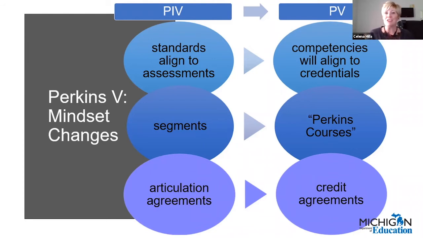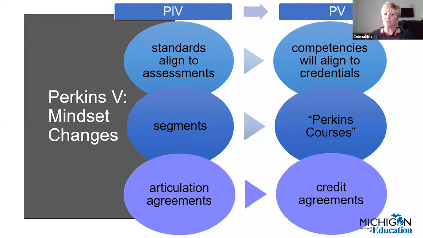So with that shift, then we're moving from the 12 segments to Perkins courses. And we had to do that because those legislators also in some of their definitions referred to courses, and Michigan wasn't using that same terminology. And then finally, one of the other big shifts from Perkins 4 to Perkins 5 is moving from articulation agreements into more robust and widespread credit agreements. And we're not really going to tackle that today. I'll tell you a little bit about what that could look like, but we'll come back to that later.